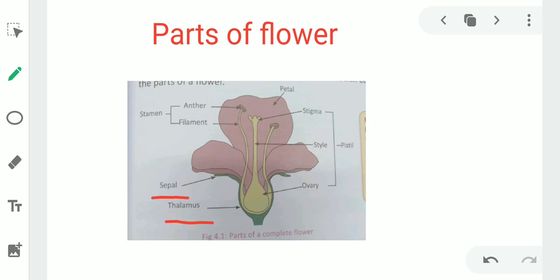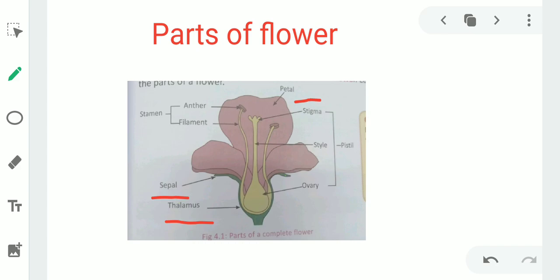These are green leaves. When the flower is in bud form, sepals protect the other parts of the flower. Next is petals. Petals are colorful leaves. These have fragrance. So petals attract insects. Insects sit on flowers. This is useful for flowers because insects help in pollination.